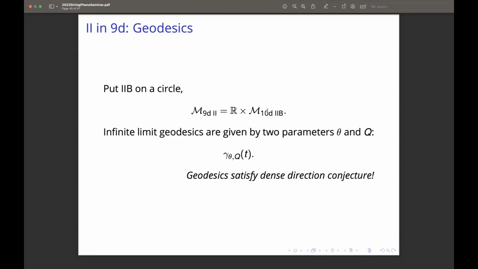For each point in this moduli space, if I consider a direction in the tangent space at that point, I can find a geodesic that is sufficiently aligned, or arbitrarily aligned, with that direction. So the dense direction conjecture is satisfied. How about tower alignment?